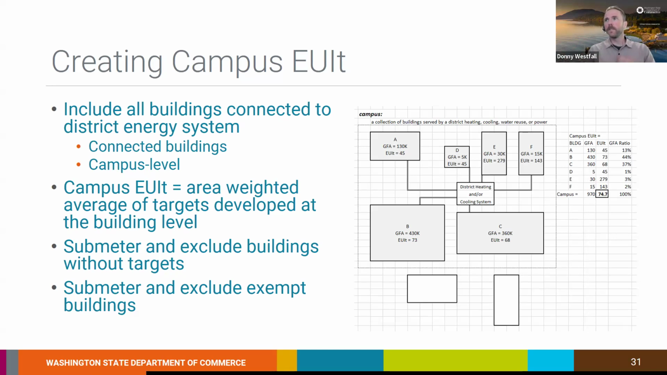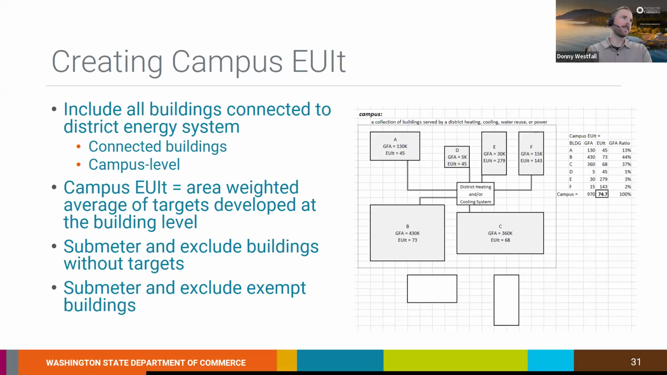So at a minimum, the EUIt must include all the buildings connected to the district energy system if they're doing connected building compliance, and then must include buildings potentially outside of that district energy system connected building layout if they're connecting to that campus level compliance. In this example here, we've got a breakdown of what that calculation might look like.